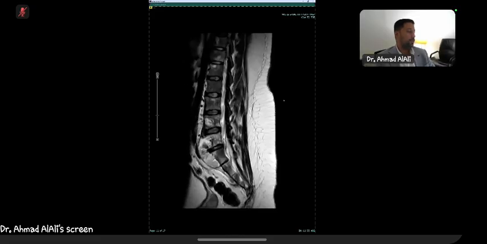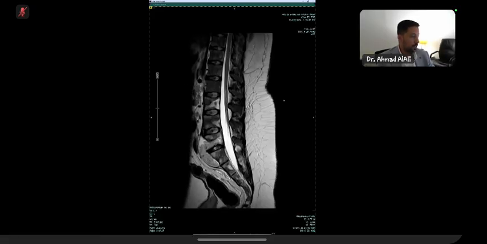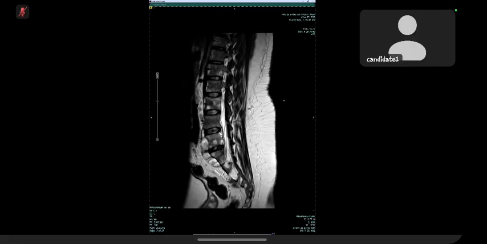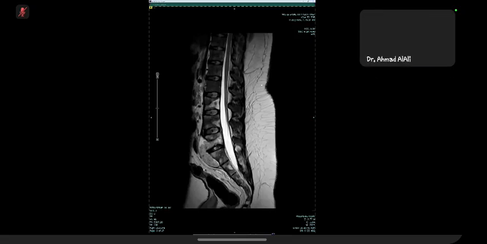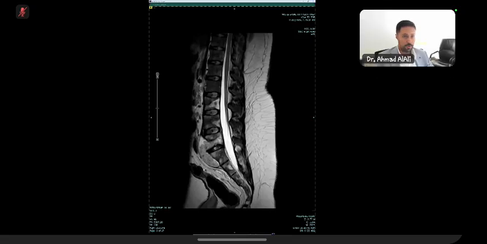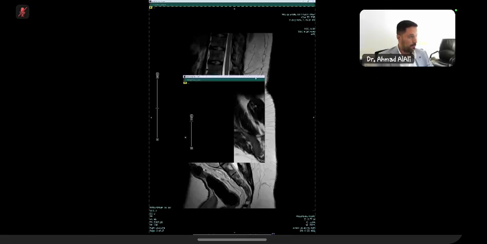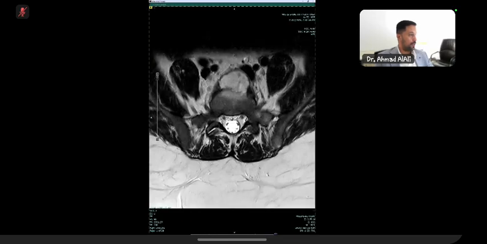Okay, so what's your next step? I want to check the axial sections. Okay, these are the axial T2 images. Allow me to bring it to you. Okay, you can scroll through them.